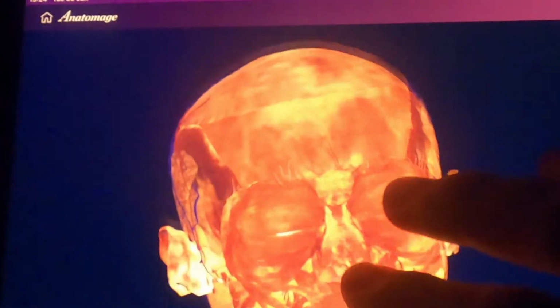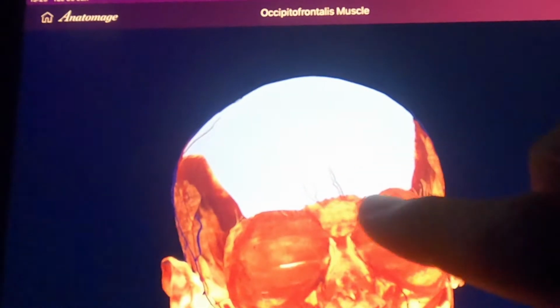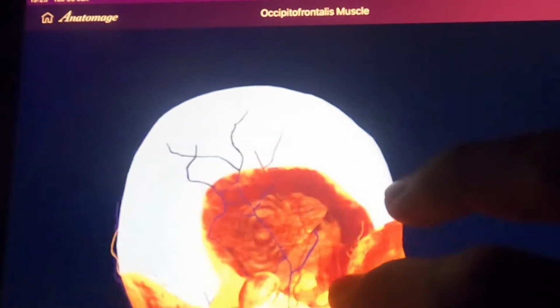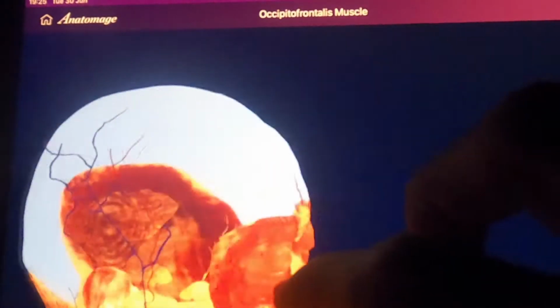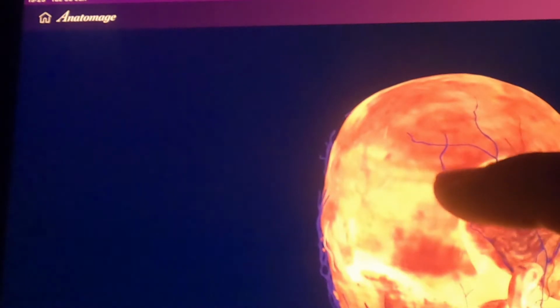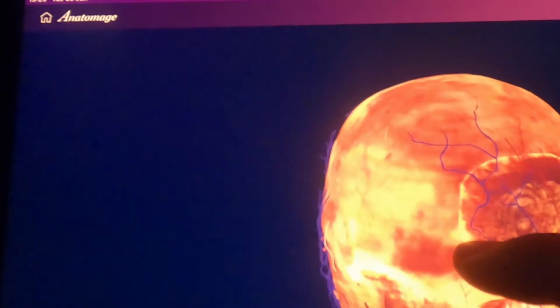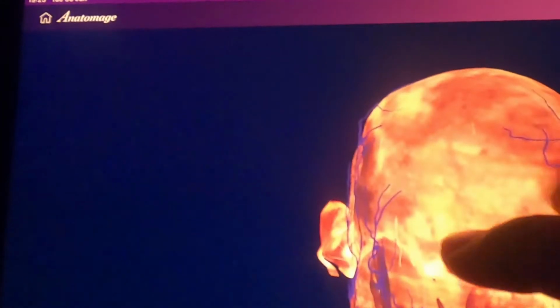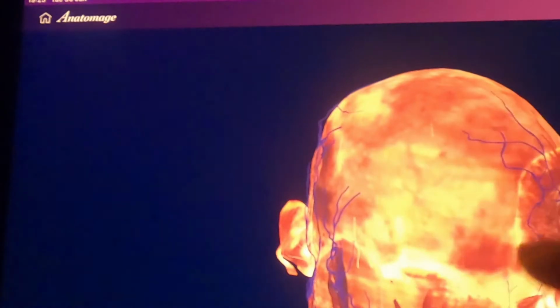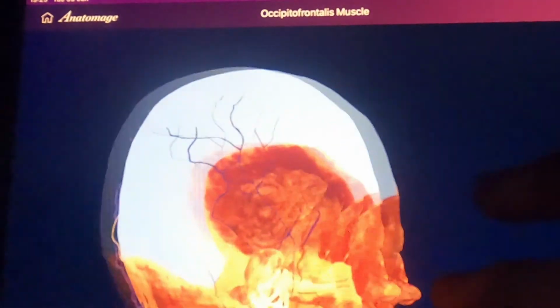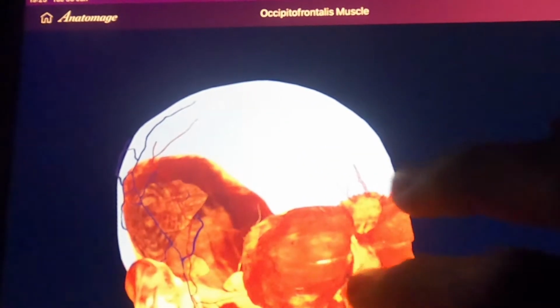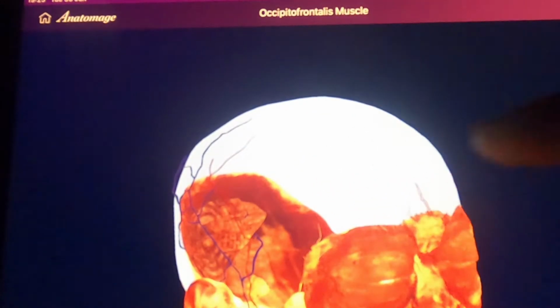Now, let's begin with the occipitofrontalis muscle, this huge muscle of the head, as you can see here. It is called occipitofrontalis because it has two bellies, the frontalis and the occipitalis. It is a superficial muscle of facial expression and also a muscle of the scalp. The occipitalis belly is a thin quadrilateral muscle in the posterior scalp here. And the frontalis is a thin and flat band in the anterior scalp.